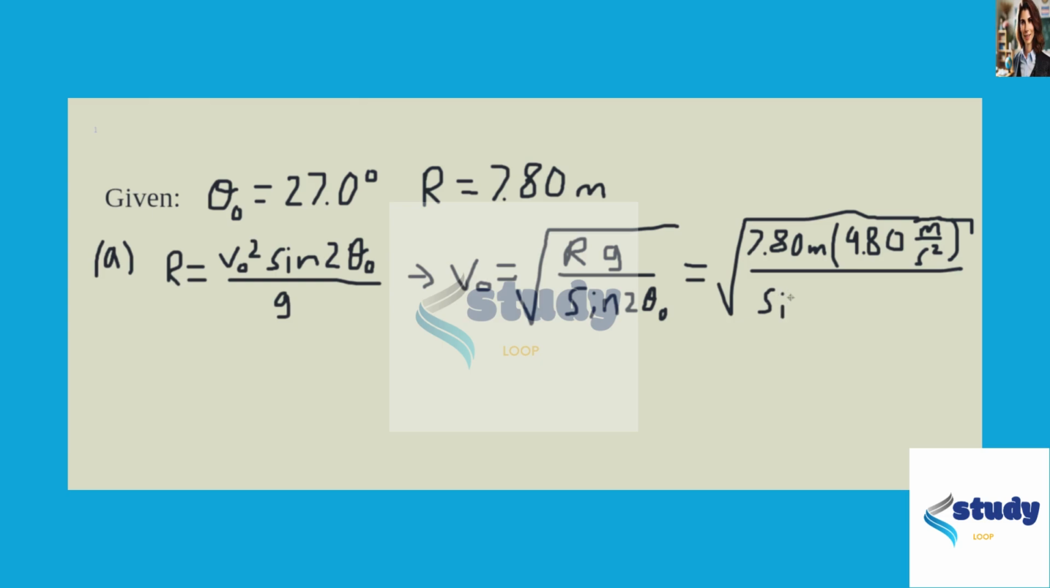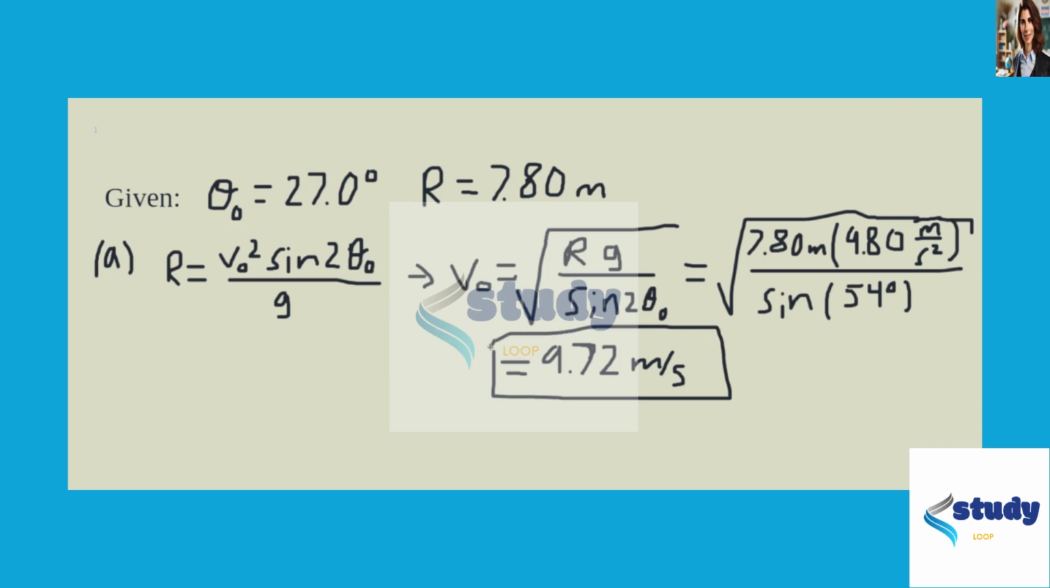Well, 2 theta is 2 times 27 degrees, which is 54 degrees. So this is sine of 54 degrees. Okay, you plug all that into the calculator and you find that V naught is equal to 9.72 meters per second, because it's velocity. Okay, box that in as our solution to part A.